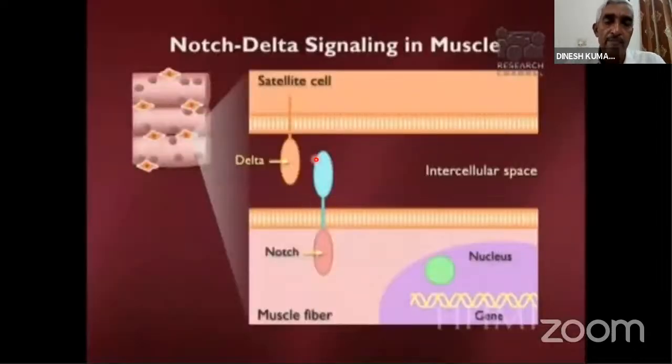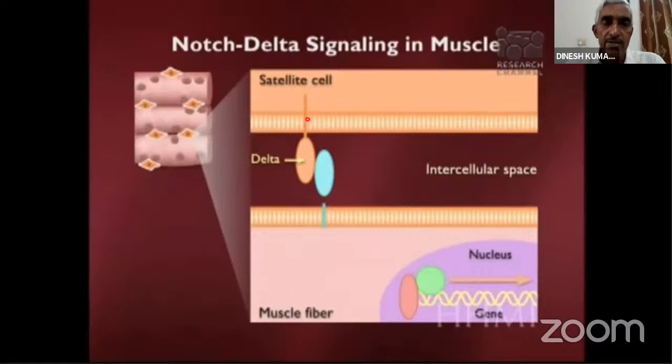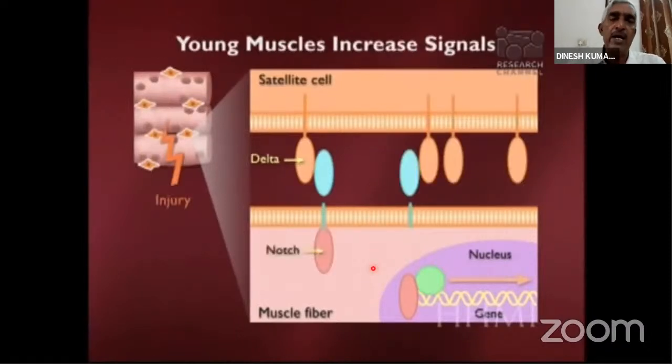Suppose this is a satellite cell in the muscle and Notch delta signaling is going on. What happens once Notch delta signaling starts is that this lower portion goes to the genes and activates protein synthesis, and then actin myosin is formed to maintain the structure of the muscle. But in younger muscles, the Notch delta signaling is more. The number of Notch delta signaling processes is more, and they maintain the actin myosin after a wound in the normal course.